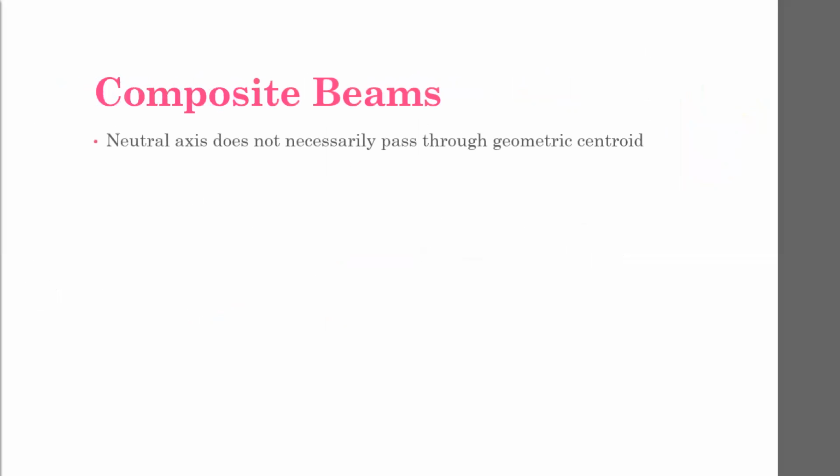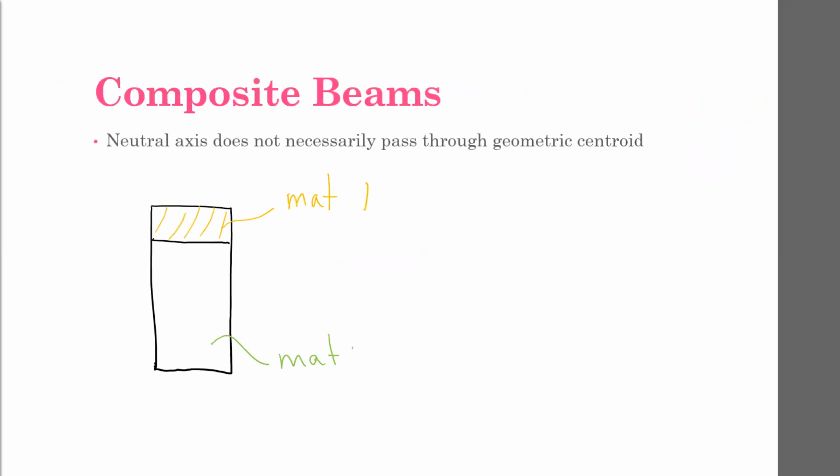All right, composite beams. So when I say composite beams, I mean that it's made out of two different materials. Okay, so our neutral axis does not necessarily pass through the geometric center. So we have, say, a rectangular cross-section where this top is material 1, and the bottom is material 2.